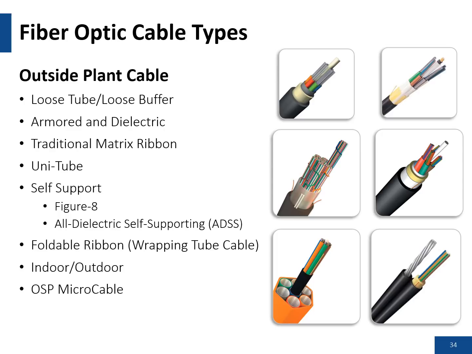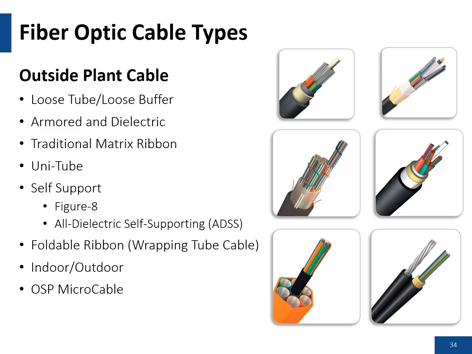You have a ribbon-style fiber, which is a matrix of 12 fibers that are epoxied together in an encoded epoxy. You also have what are called unitube designs, which is basically a single buffer tube in the center of the cable. There are self-support type cables. One is a figure 8 cable, where the messenger is integrated to the core of the cable, and the other self-support is a technology called ADSS, or all dielectric self-supporting.